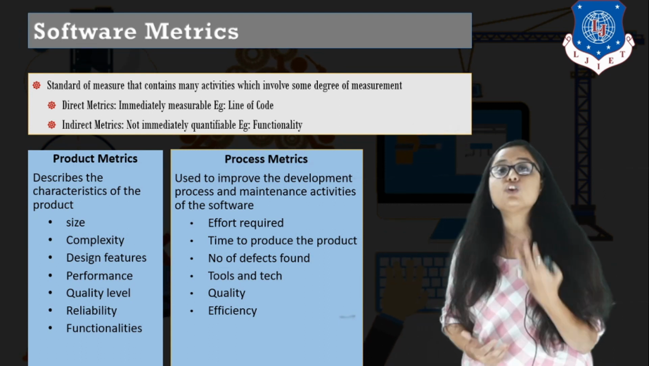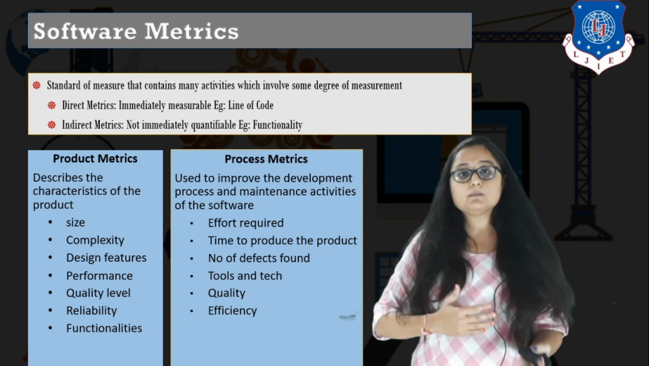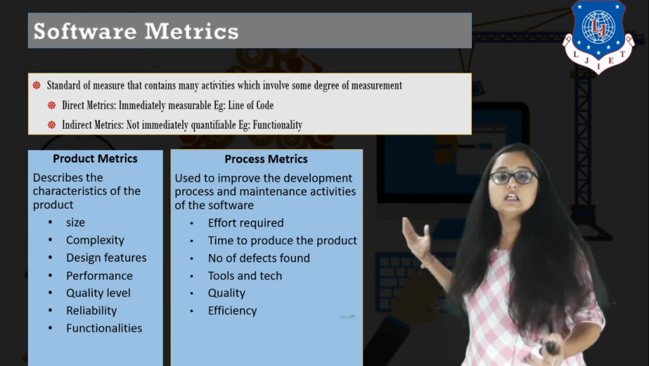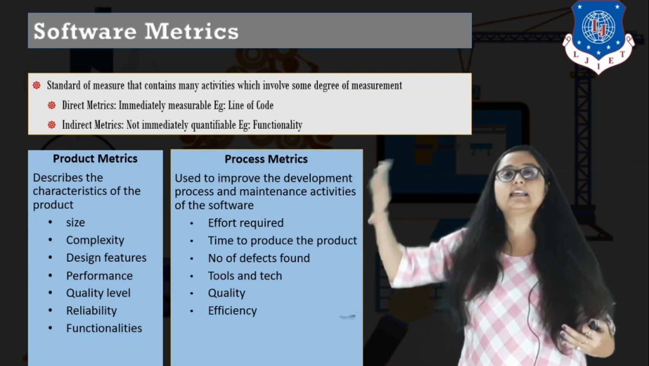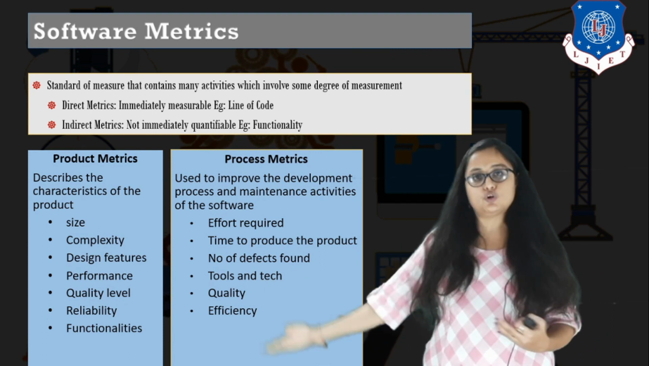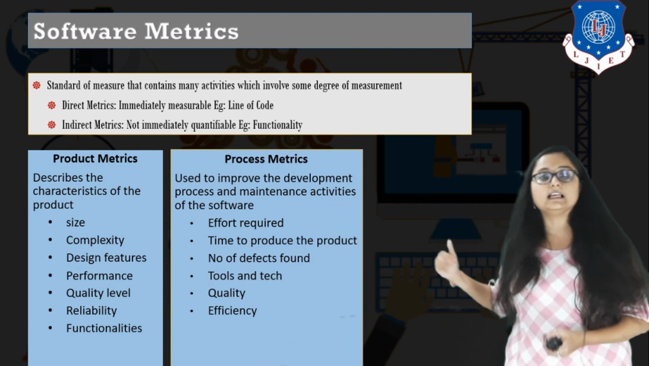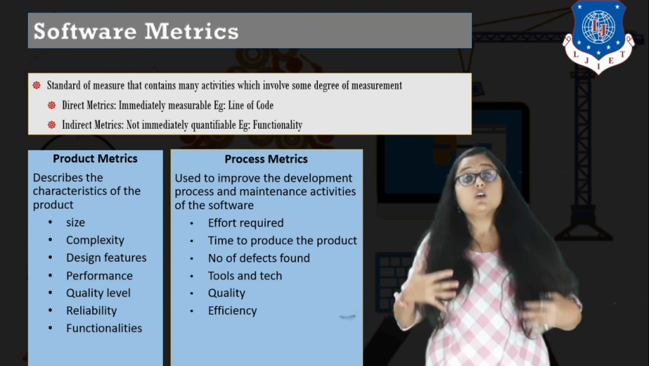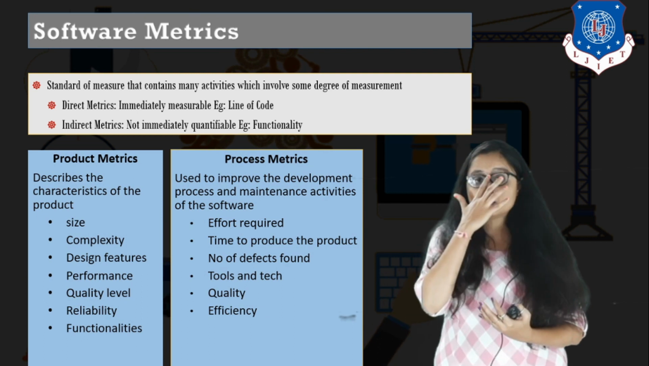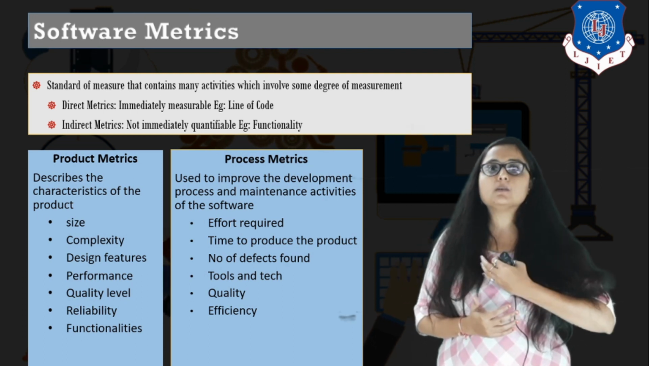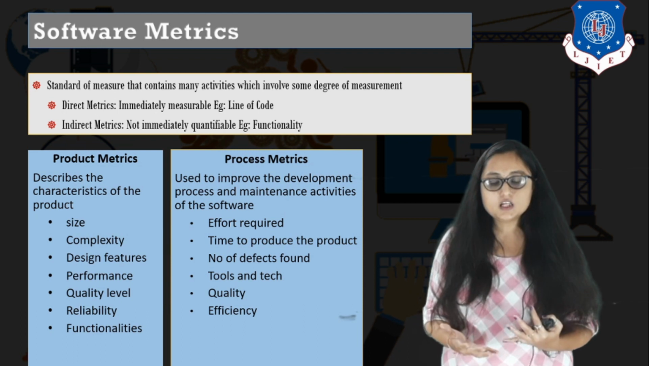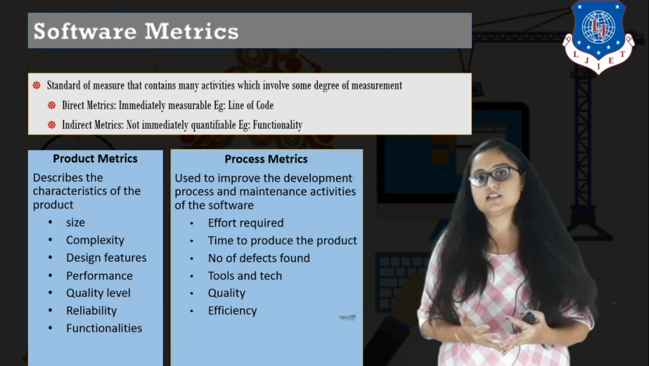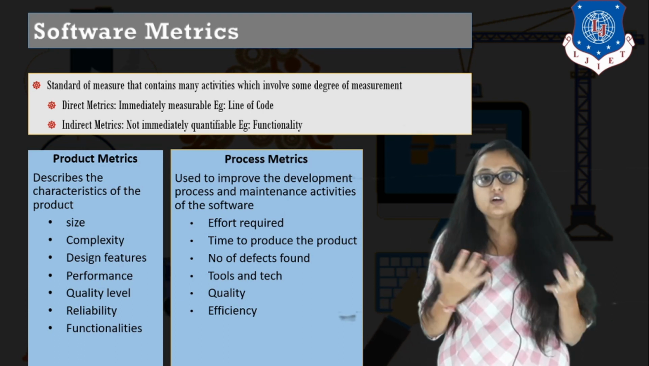The first one is effort required, right? So the number of people and for how much duration they are working, that is the effort required. The time to produce the product, the actual schedule or the time to produce the product, that is also one of the entities in process metrics. The number of defects found. Why is this very important? Because the more defects you are finding, you are resolving the defects, right? Basically, the number of defects found is something that is not a very good measure.